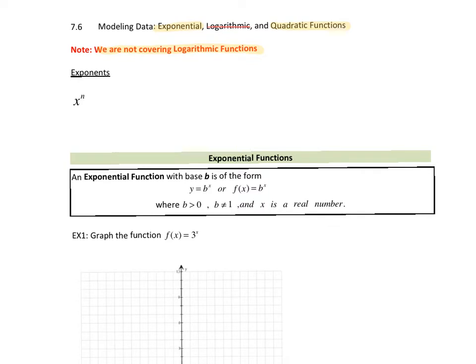Now, quadratic functions, I'm assuming that you've seen before, those quadratic equations, but maybe you haven't seen the graph of an exponential function. So let's first review exponents. When we talk about an exponent, and here we have x to the n, that's your exponent, sometimes called a power. And then the x is your base.